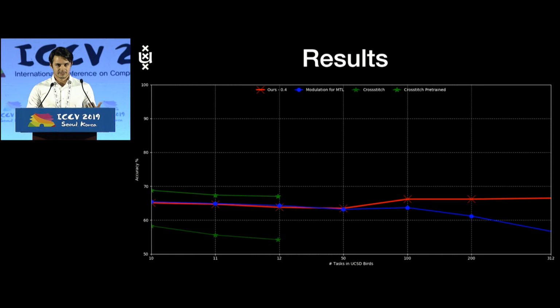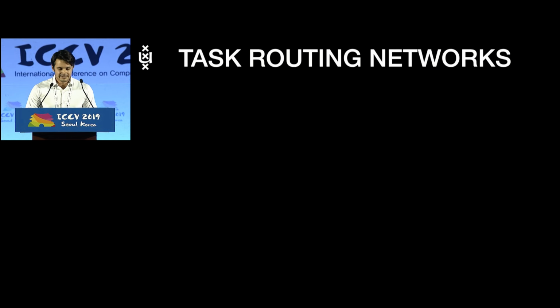So what happened is that with the cross-stitch networks, we have 12 models in memory, and we couldn't scale up from there. So we couldn't perform more than 12 tasks. While with the modulation for multitask learning, there was saturation in training, and after 50 tasks, we couldn't really adjust the masks anymore, so performance started to degrade. With task routing, this just was not the case.